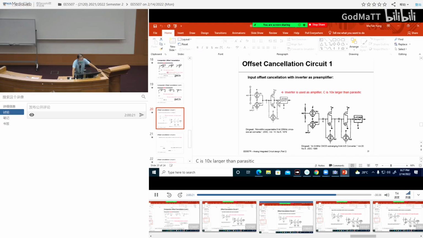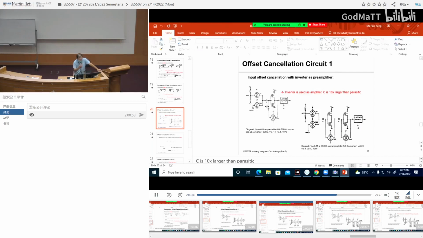Now, for the inverter, what are we talking about? What is the offset of the amplifier? What offset are we talking about? This inverter only has one input, right? Only one input, so what is the offset we're talking about?